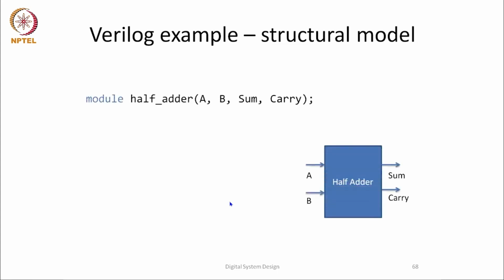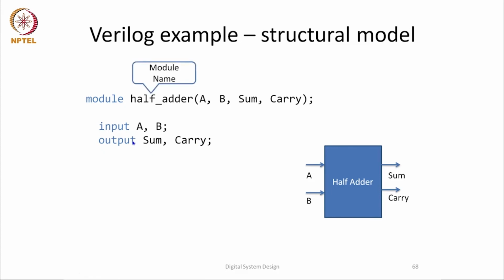So now this is my module, a half adder, which will have two inputs, let's say A and B, and two outputs, sum and carry. So I would define my module as module half adder. In the parenthesis, I am writing all the ports A, B, sum and carry, and then I need to describe what these ports are. So A and B are of type input, and sum and carry are of type output. So this is our module name and these are our port list.